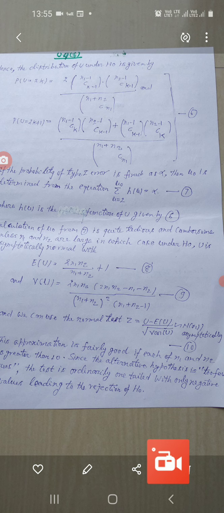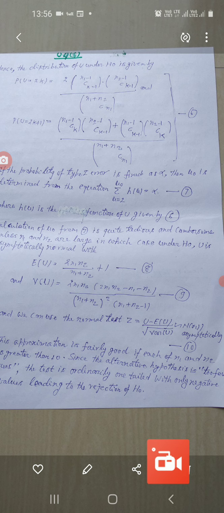Now, since the distribution of u under H naught is given by probability u is equal to 2k equal to 2 (n1 minus 1) C(k minus 1) into (n2 minus 1) C(k minus 1) divided by (n1 plus n2) C n1, and probability that u is equal to 2k plus 1 is equal to (n1 minus 1) Ck into (n2 minus 1) C(k minus 1) plus (n1 minus 1) C(k minus 1) into (n2 minus 1) Ck upon (n1 plus n2) C n1, and let it be equation number 6.